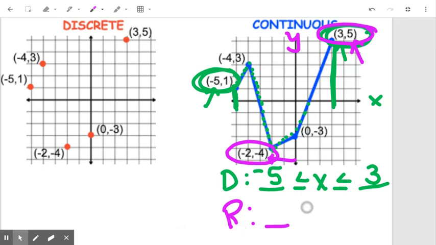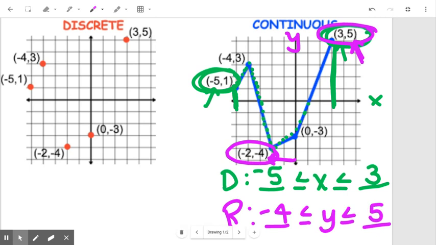So again, I do the same kind of thing, only with y in the middle. And I always go smallest to largest. So my lowest y here was -4, and my highest y here was at 5. And both of those are filled in points, so those are going to have equal to's on them. So that's how we did continuous.